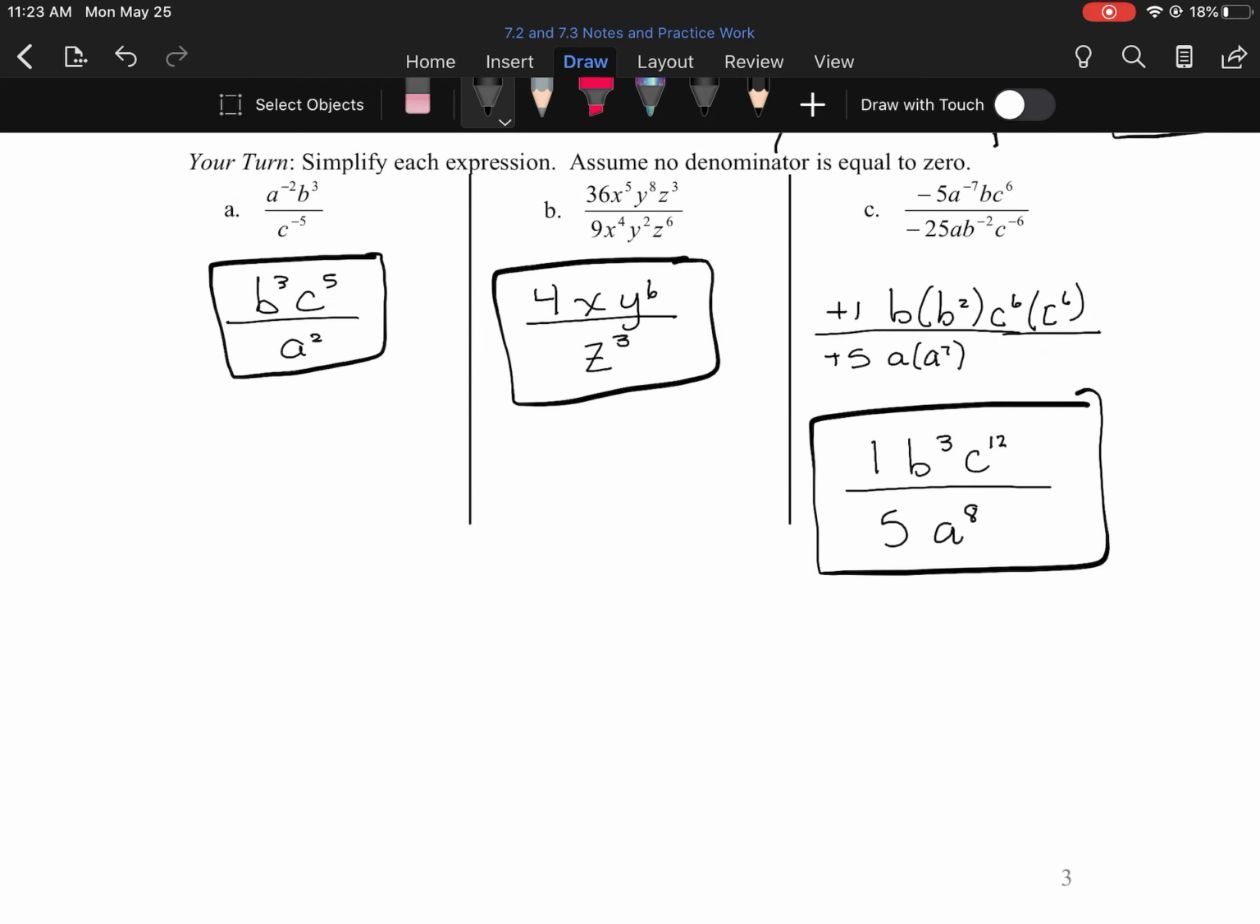All right, so there's all 3 problems. Hopefully I didn't make any mistakes going through here. I just want to double check this last one. A to the 8th on the bottom, b cubed up top, and c to the 12th up top.